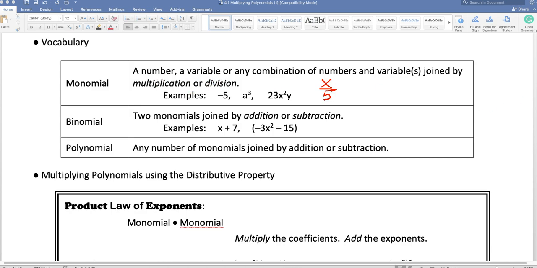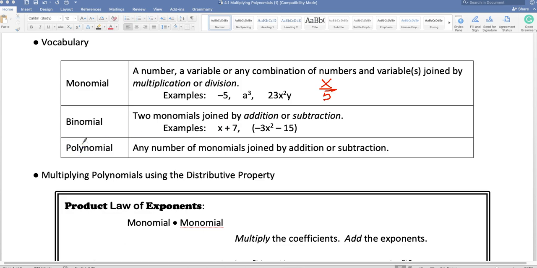Then I have my next word. This is a binomial. Mono means one, bi means two. So this is two monomials joined by addition or subtraction. I have a monomial of x and a monomial of 7, joined by addition. I've got parentheses around this, which is how you're going to see binomials a lot. They come up frequently in parentheses, and you'll see why later on. Here I've got a monomial of negative 3x squared minus a monomial that is 15. So again, it's two monomials joined by addition or subtraction.